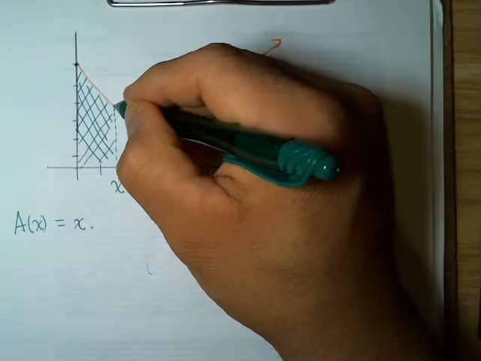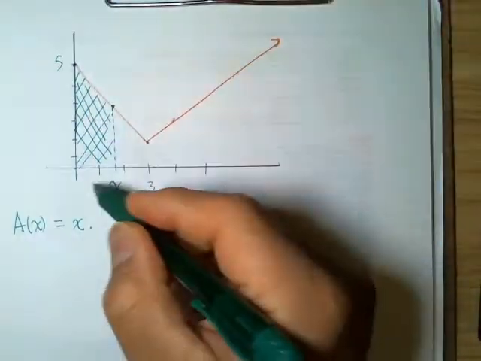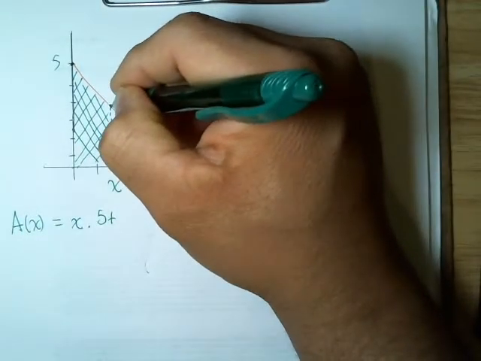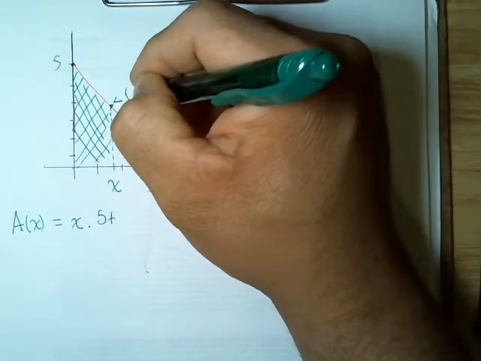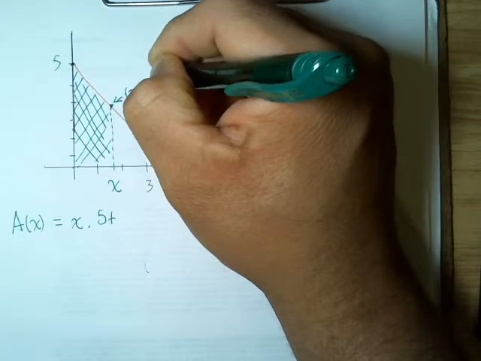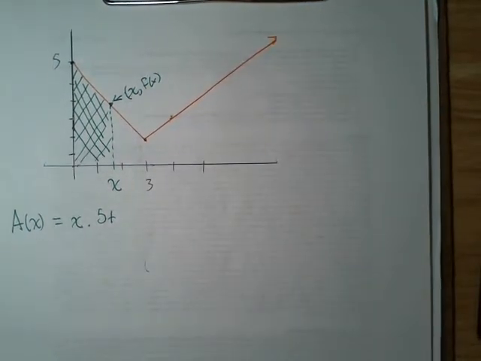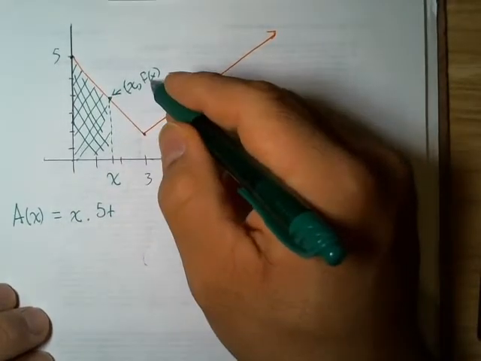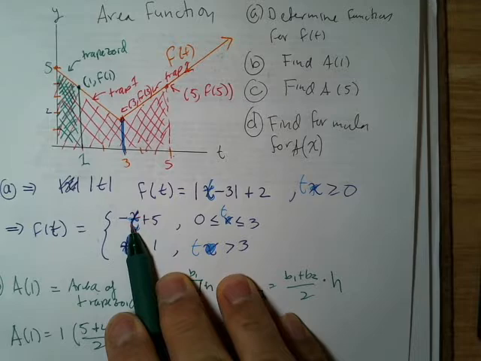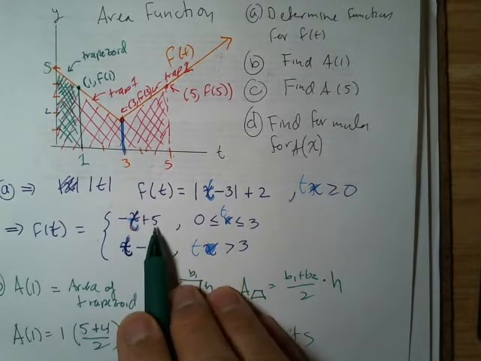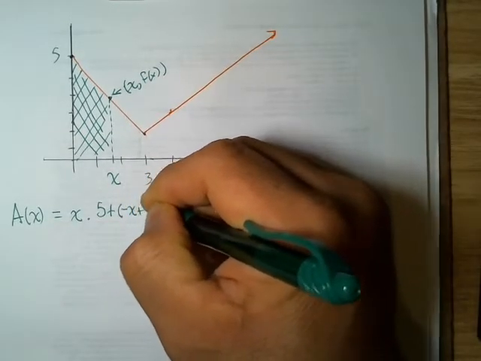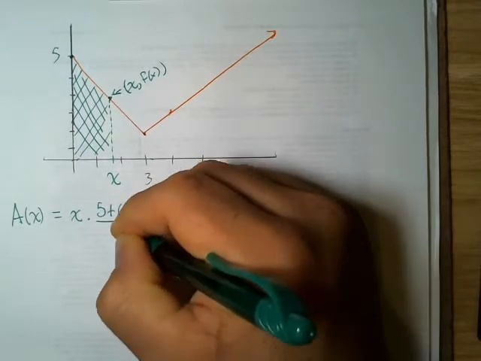So here, one of the bases, no matter what the value of x is, is always 5. And the other base would be this distance here. And again, that point there is x, f of x. So the height of it would be the value of x, but that comes from this here. So f of x would be negative x plus 5. And then all of that divided by 2.